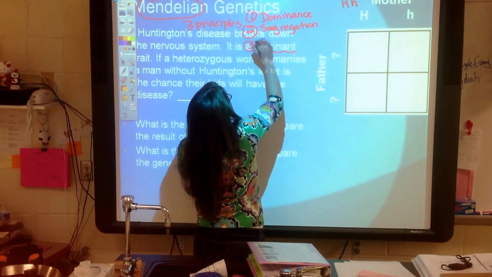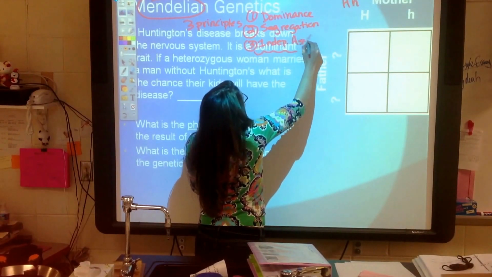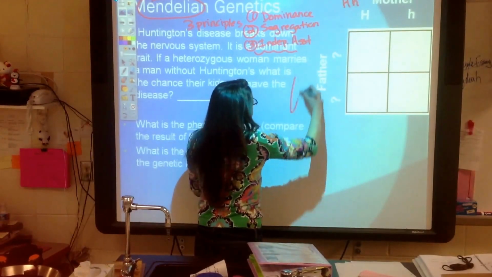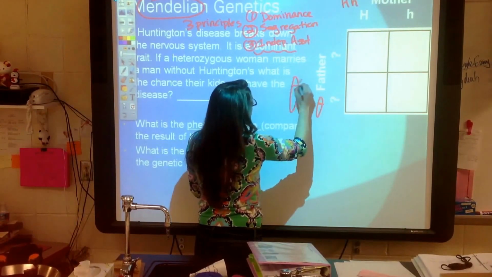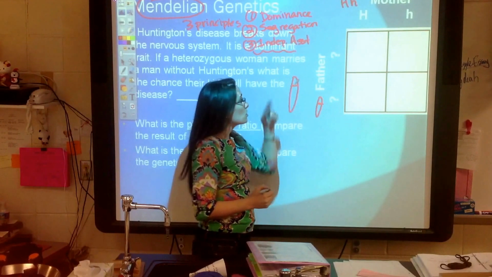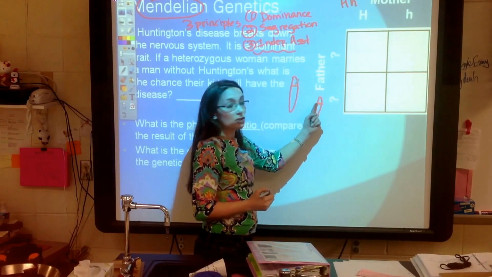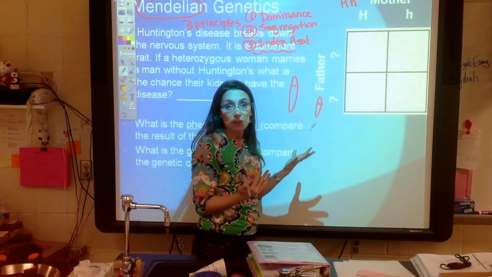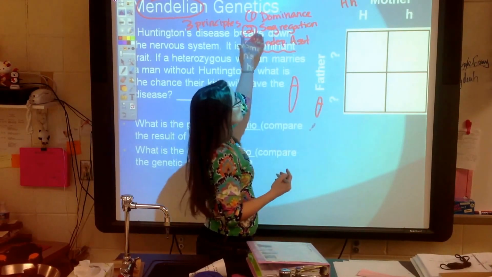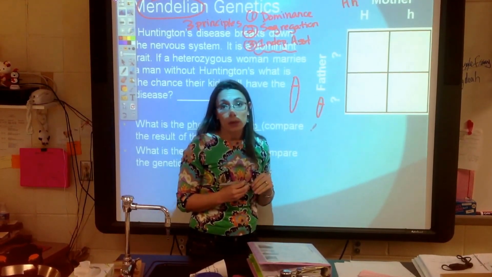Then we also talked about Mendel's principle of independent assortment. This is where genes that are on separate chromosomes will be inherited separately. So this might be the gene for eye color, and this might be the gene for hair color. They're on separate chromosomes, so I get them independently. Those are Mendel's 3 rules: dominant, segregation, independent assortment.